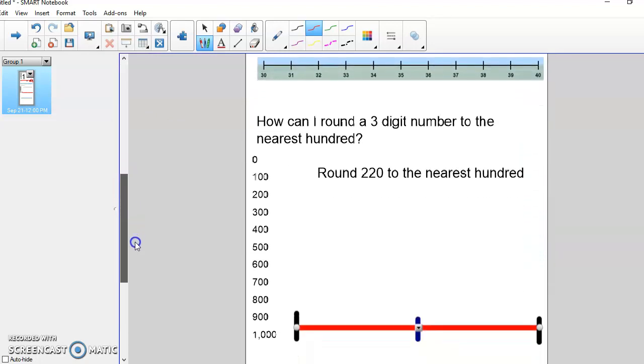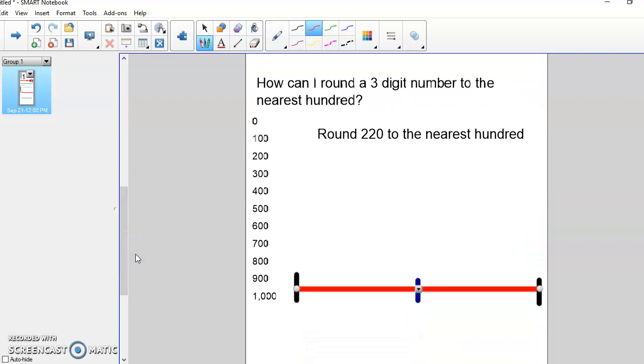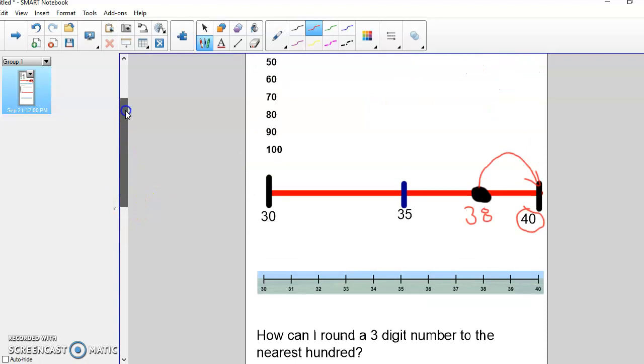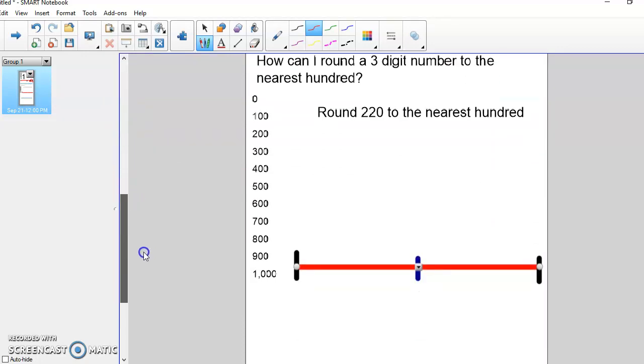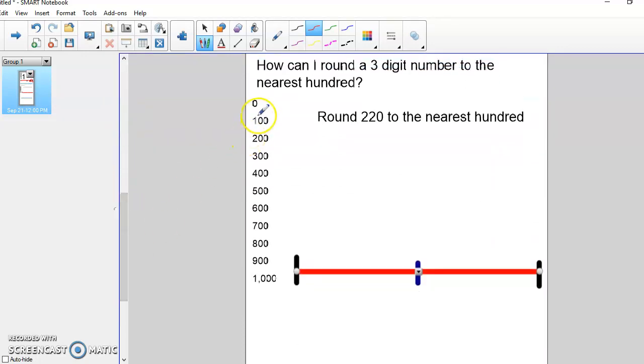Now, we're going to go on to something a bit more challenging, but if you're able to round two-digit numbers, I believe that you will, with work and perseverance, be able to round three-digit numbers. Okay, so our question today is, how can I round a three-digit number to the nearest 100? Remember, up here we are rounding to the nearest 10, so I skip counted by tens. Now we're going to round to the nearest 100, so you have to be able to skip count by hundreds. So I have 0, 100, 200, 300, 400, 500, 600, 700, 800, 900, 1000.